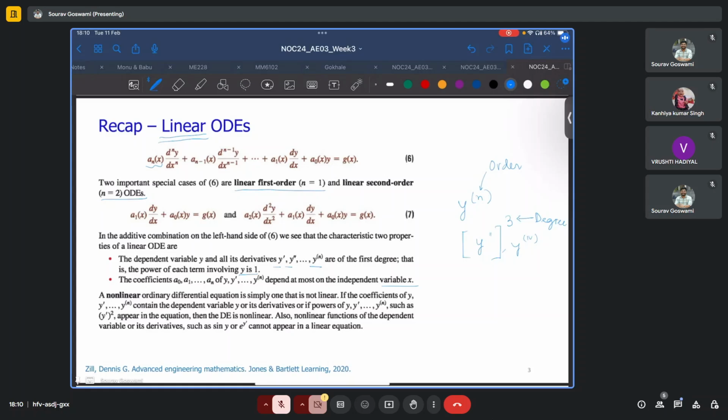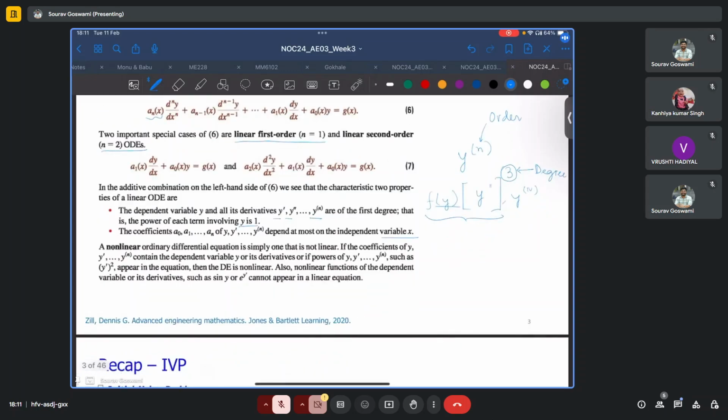Now, these are linear ODEs. However, a non-linear ODE is simply one that is not linear, that is, the powers can be anything other than 1. If the coefficients of y, y prime, till y^(n) contain the dependent variable y or its derivative, or if powers of y, y prime, y^(n) appear in the equation, then it is non-linear. So, additionally to this exponent not being 1, even if we multiply it with some function of y, this also renders the ordinary differential equation non-linear.